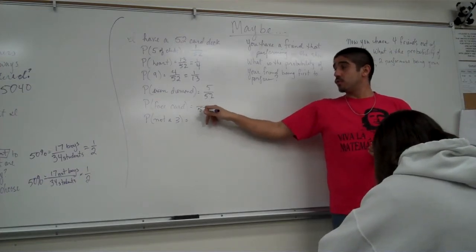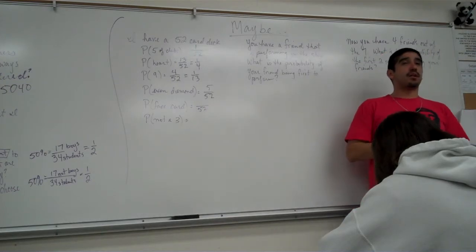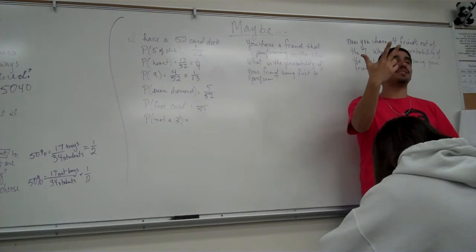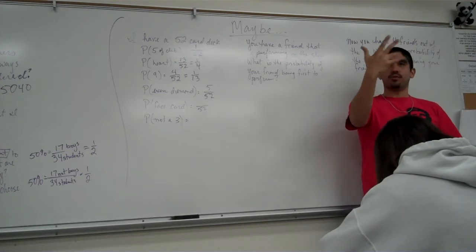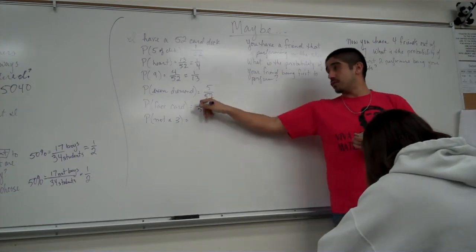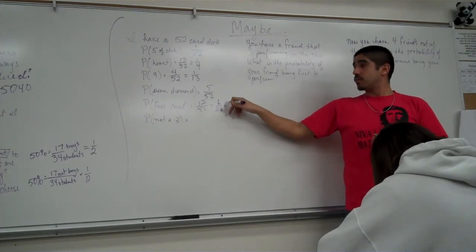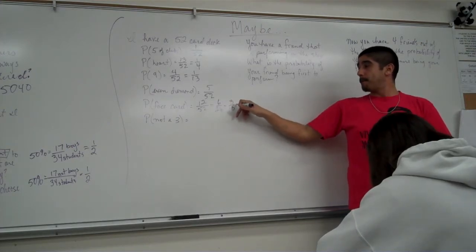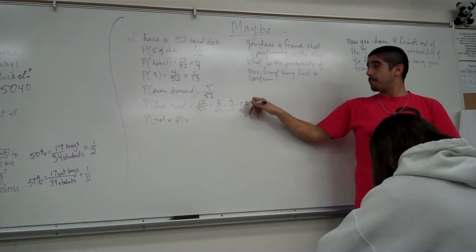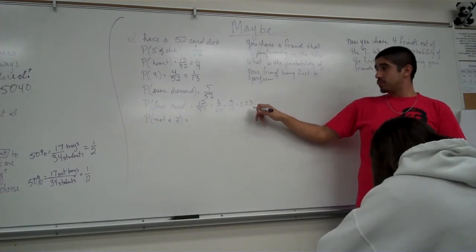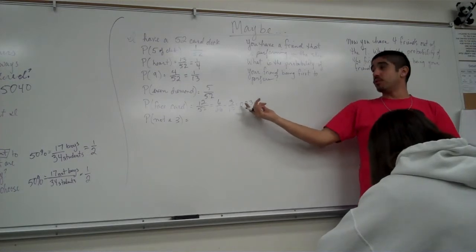52. Which ones are considered face cards? Queens, kings, and jacks. How many sets of those do we have? 4. So 3 times 4 is 12. And that reduces to 3/13, which is 0.23076. So we'll leave it at 0.23, or it could be 23%.